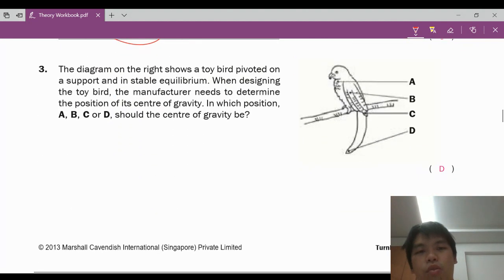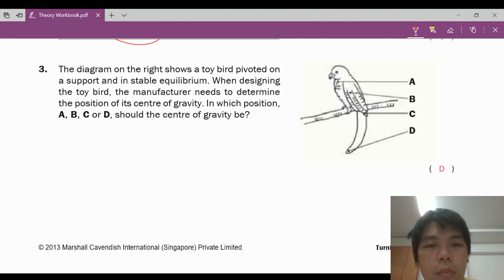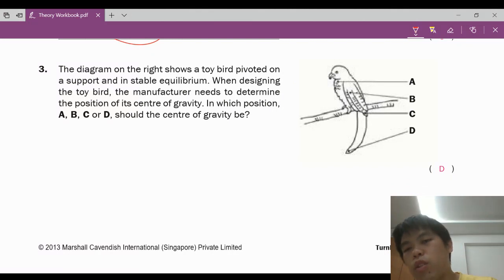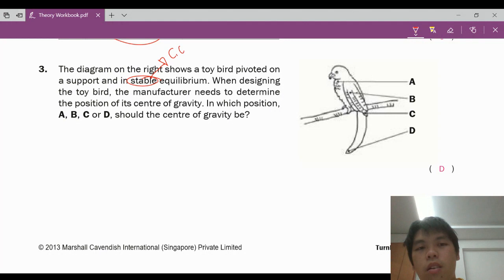Okay, question 3. So there is a toy bird here. The manufacturer needs to determine the position of the center of gravity. In which position, A, B, C, or D, should the center of gravity be? We want to look at which point the center of gravity will increase and then come back to its original position. So we are looking for the center of gravity to increase and return back.